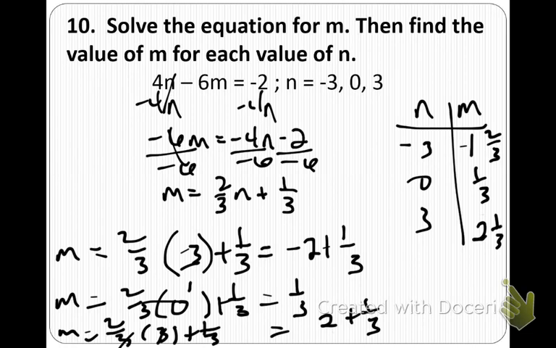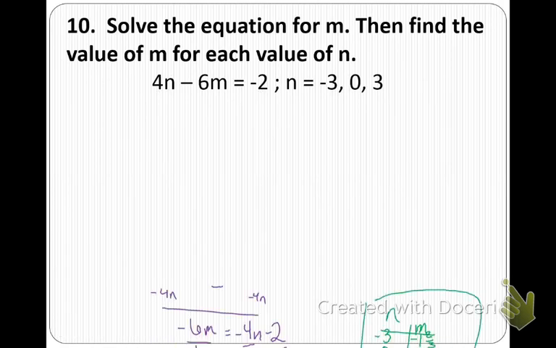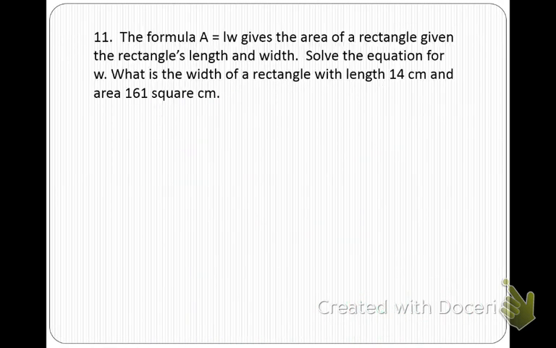Questions there? Probably won't have very much in the way of crazy fractions on quizzes and tests with this stuff, right? But, sorry. Okay? Now, some stuff we can do.